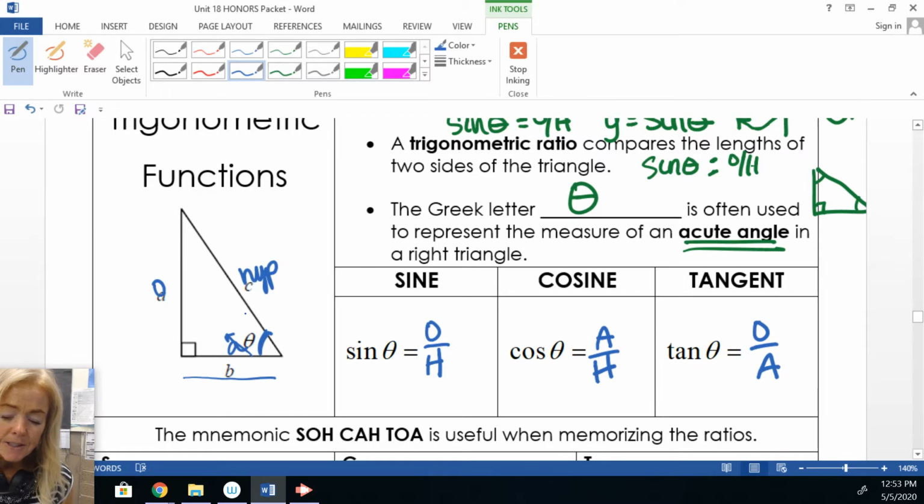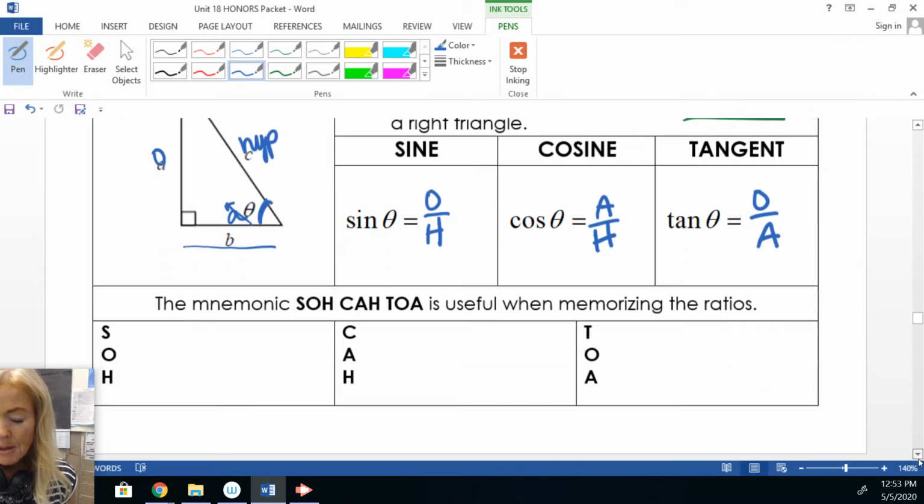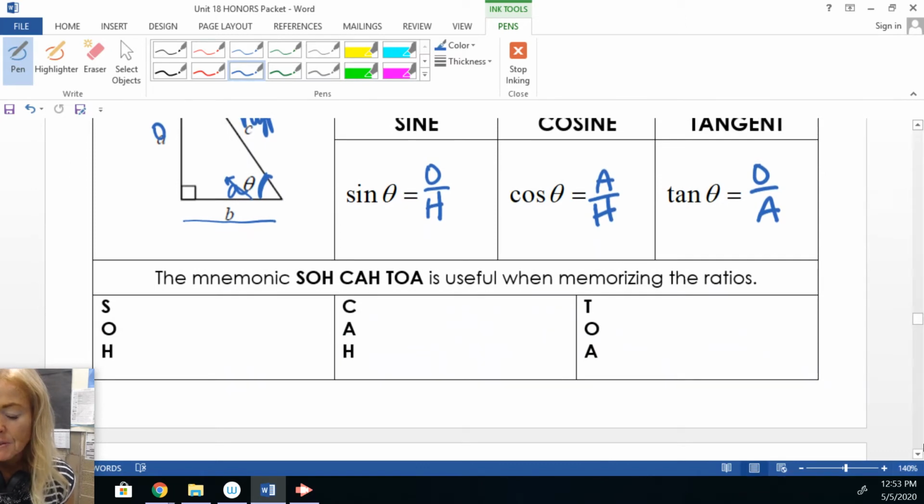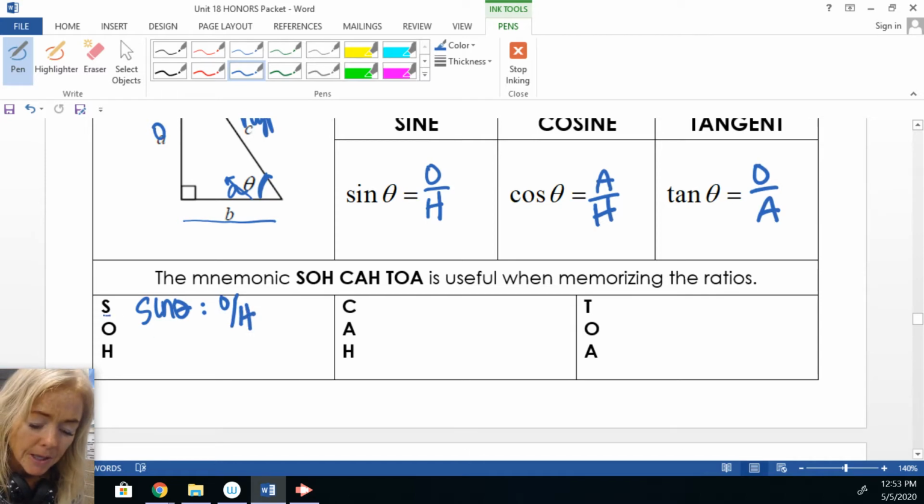Okay, it's your adjacent side. It runs right into the theta, the angle. So the mnemonic SOHCAHTOA is useful. It's an acronym useful when you're memorizing the ratios. So SO means sine theta is opposite over hypotenuse, and that's where you get the S for sine, opposite over hypotenuse. So O goes over H, and it's first in the acronym.